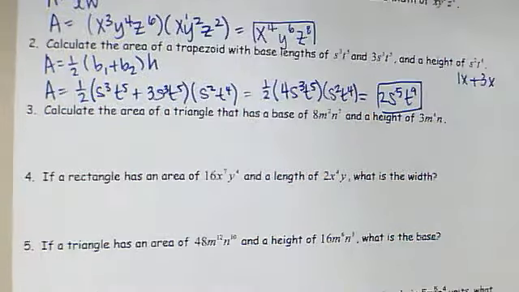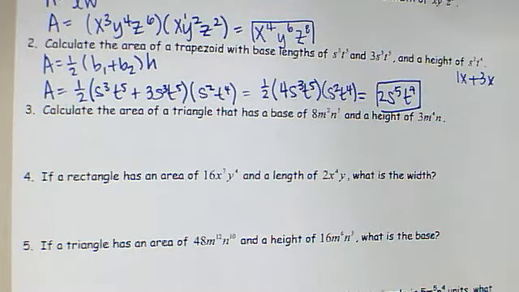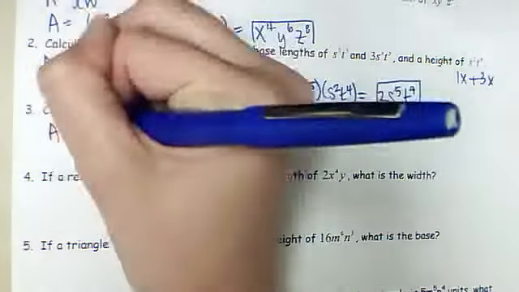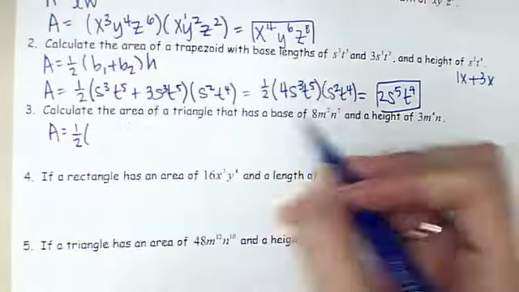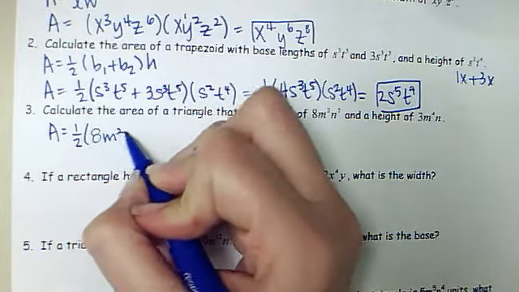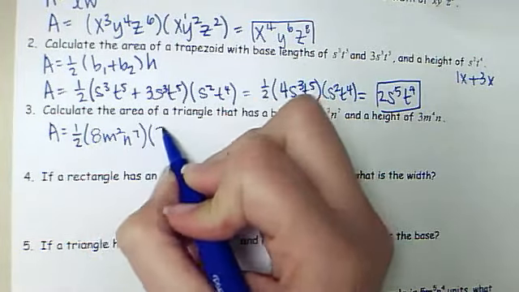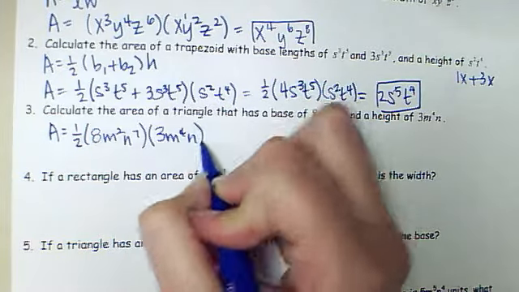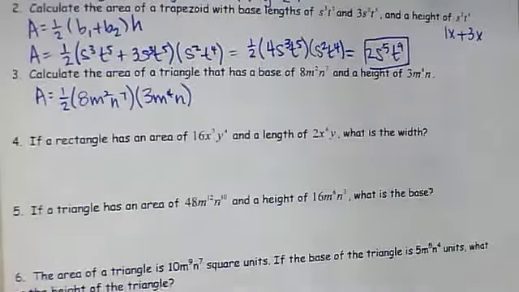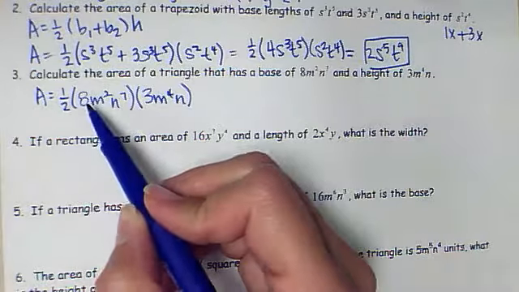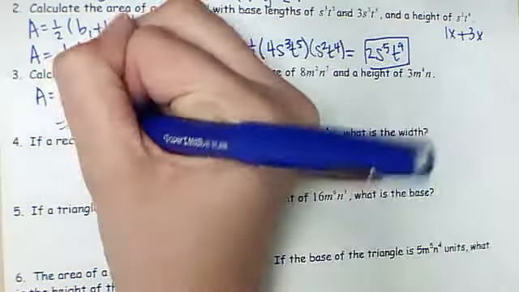Okay, the next problem is talking about a triangle. So calculate the area of a triangle that has a base of 8m squared n to the 7th and a height of 3m to the 4th n. Okay, my area is 1/2 times my base, 8m squared n to the 7th, times my height, 3m to the 4th n. Okay, I'm going to start by multiplying my large numbers. 1/2 of 8 is 4, and 4 times 3 is 12.